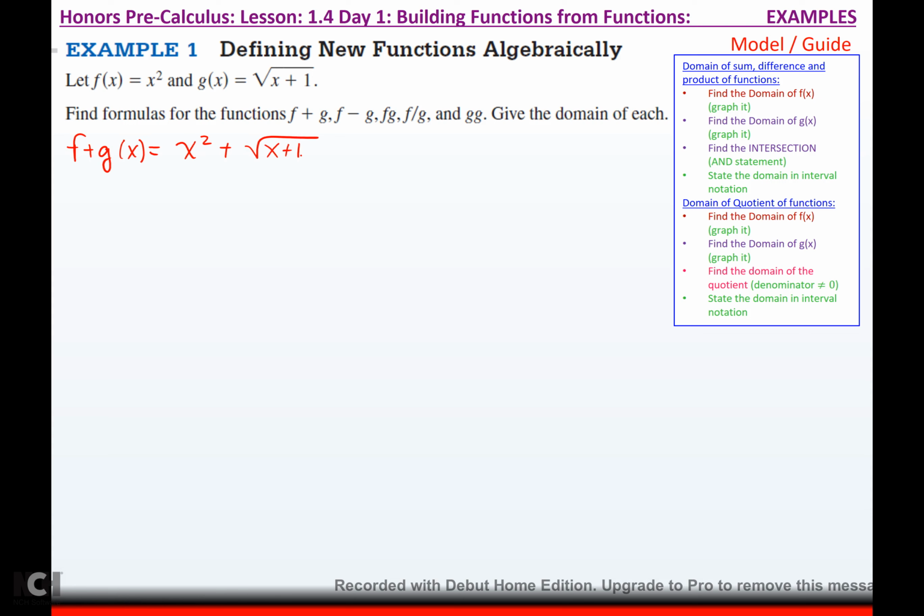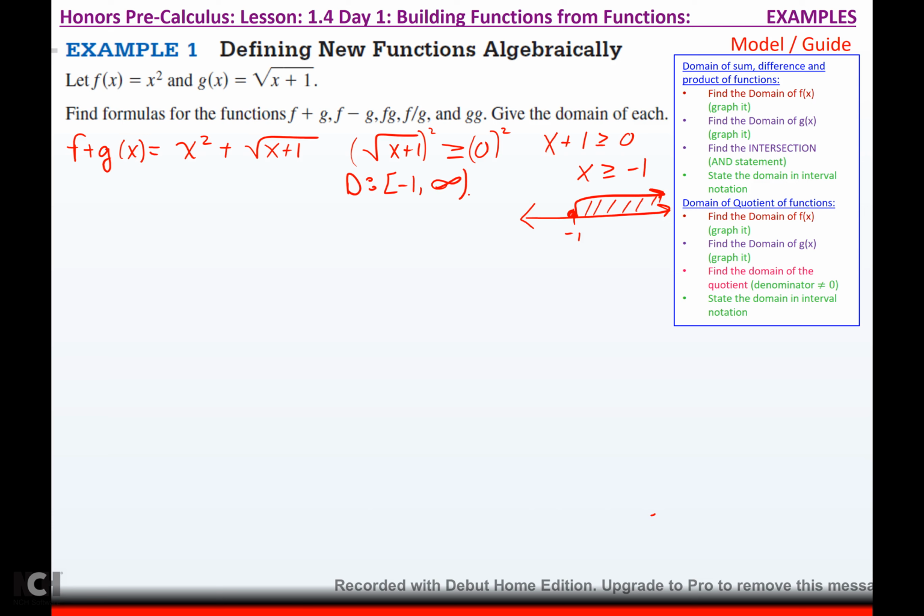There's nothing else I can do to simplify that, because you can't combine an x squared and a square root function. So now all I have to do is the domain. The no-no that I have is the radical, so I have to say, Mr. Radical, you must always stay non-negative. If I solve that, x plus 1 has to stay greater than or equal to 0, so x has to stay greater than or equal to negative 1, which means I can include negative 1 and everything bigger. So my domain is going to be from negative 1 to infinity.